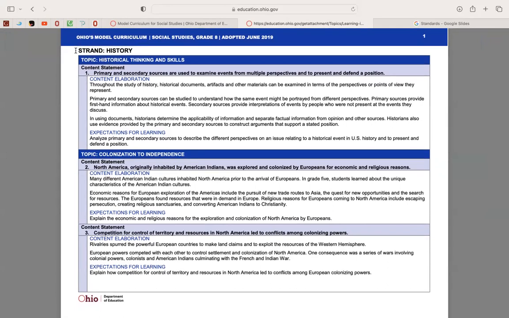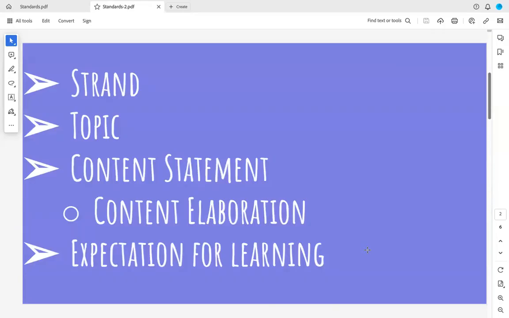I want to call your attention to the strand here. So there are 4 different ways that the social studies standards are taught. I'm going to show you that here. So there are 4 different major parts of the social studies standards that you will have to see. So the first is the strand, which I kind of talked about. Then it goes into the topic, and then we have content statement, content elaboration, and then the expectation for learning. So I'm going to explain each of those as it relates to standard 12.